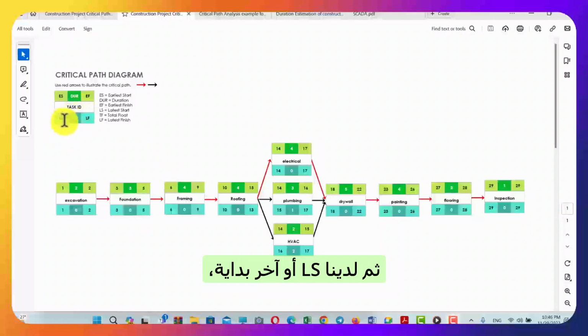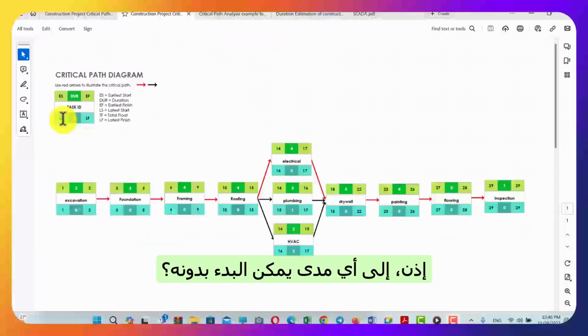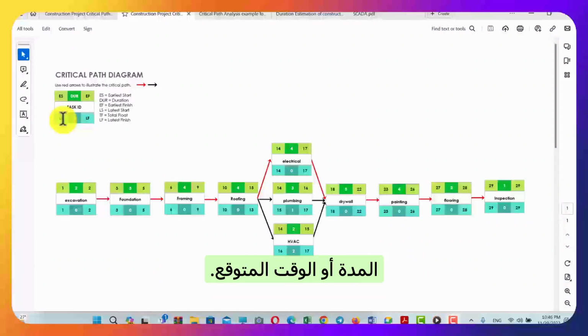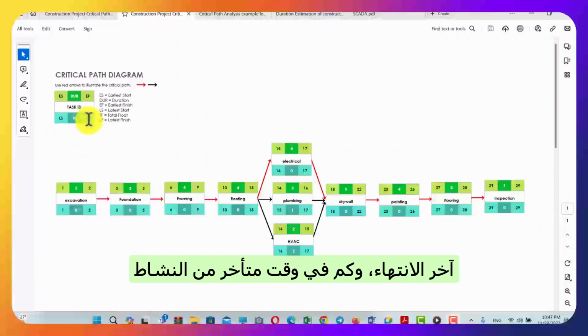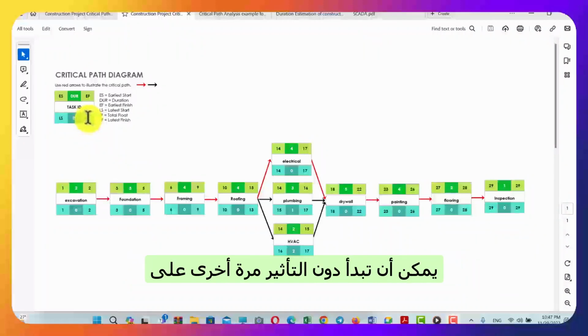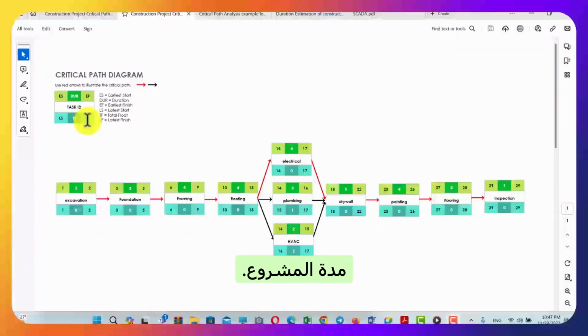Then we have the LS, or the latest start. How much late can the activity start without affecting the total duration of the project? So how much late can it start without making the project go beyond the expected duration or expected time? Then we have the late finish, or LF, latest finish. How much late the activity can finish without again affecting the total duration of the project.